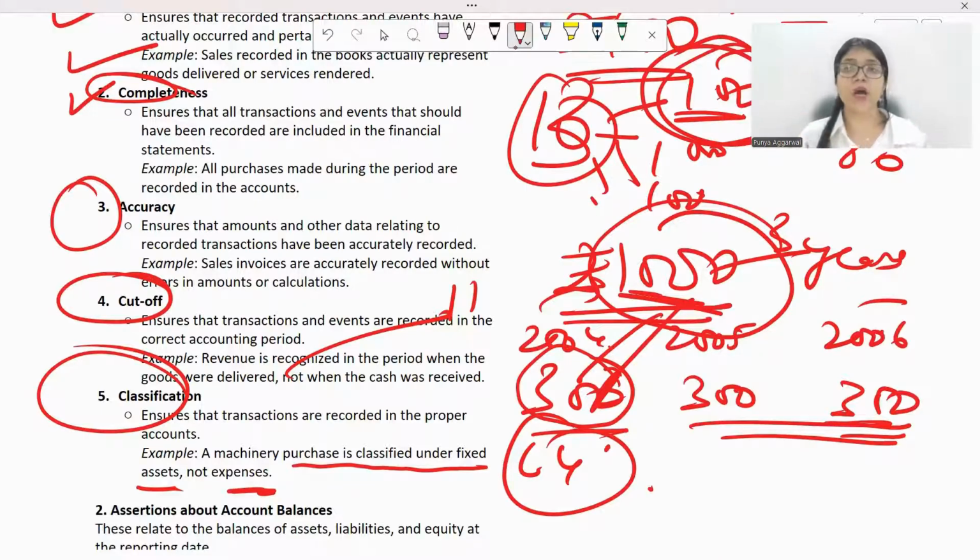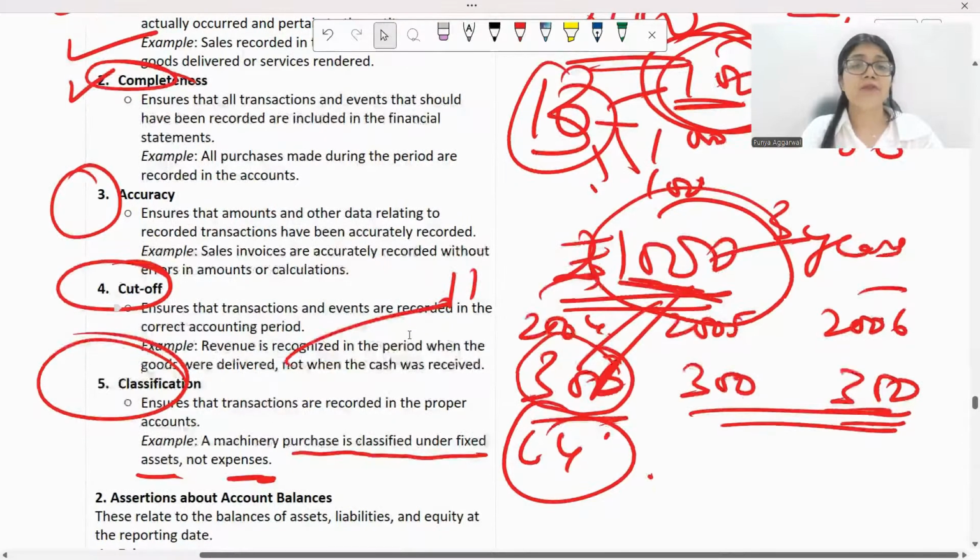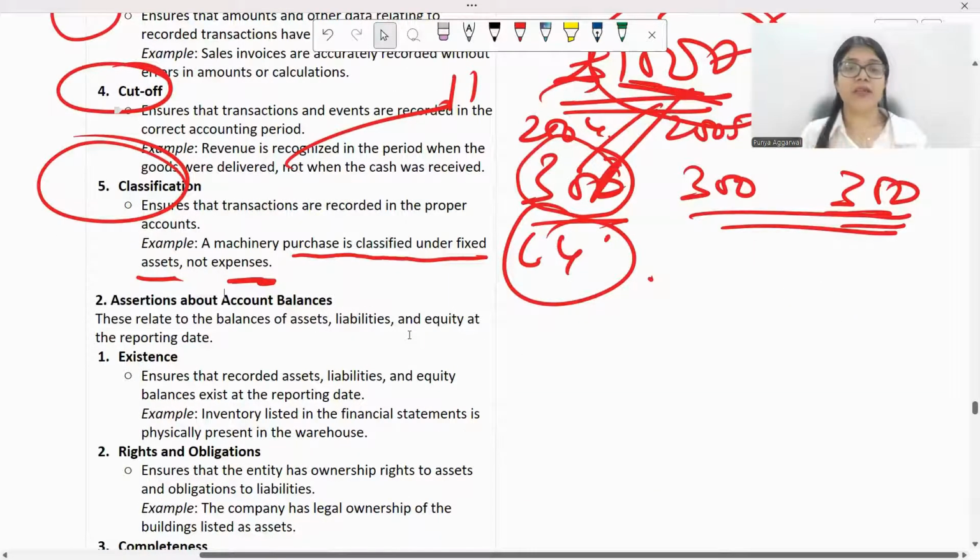I hope till now we are clear with these 5 small assertions. These are very, very important, guys. Please understand them really carefully. I have broken them down into very small examples so that you understand carefully.